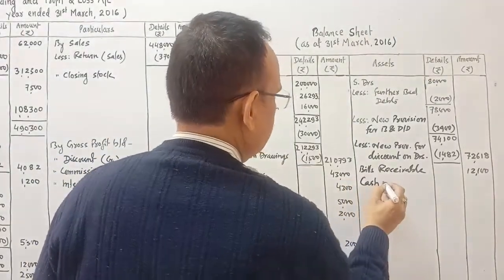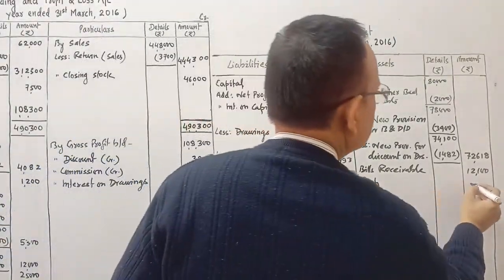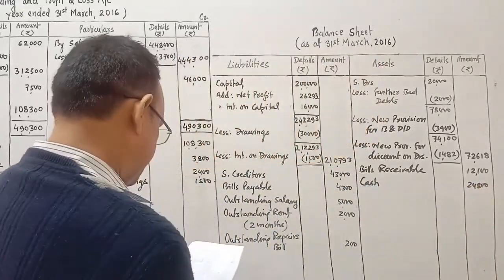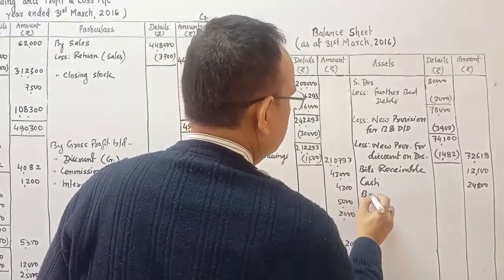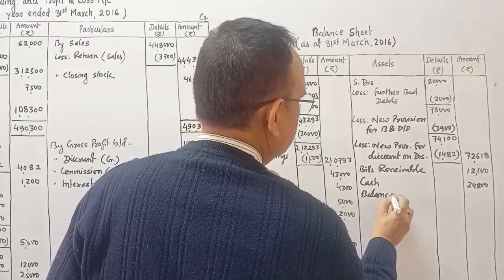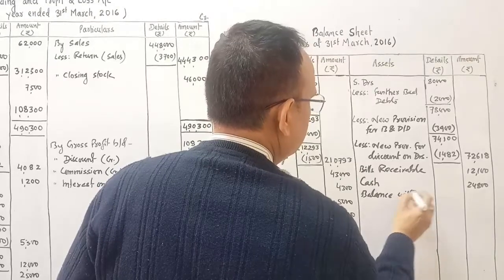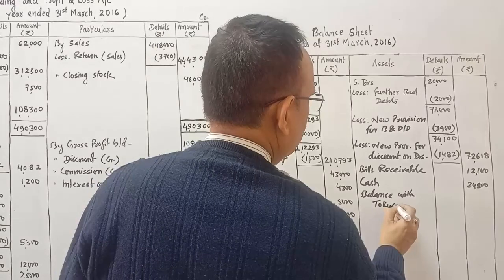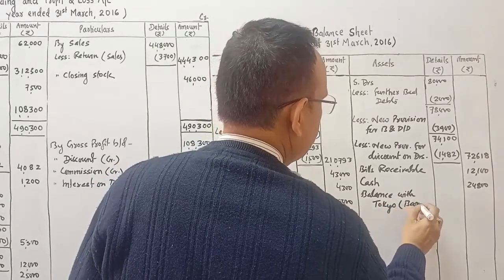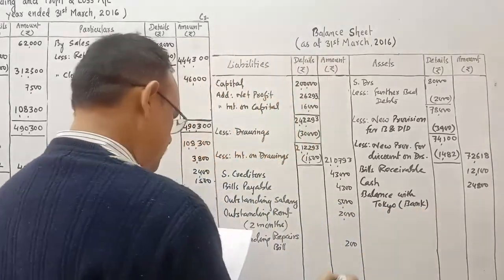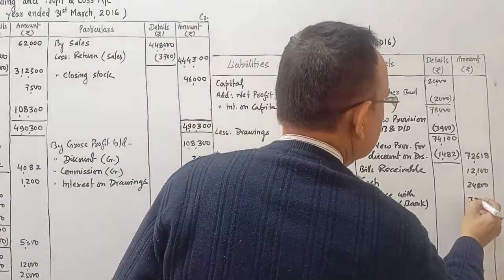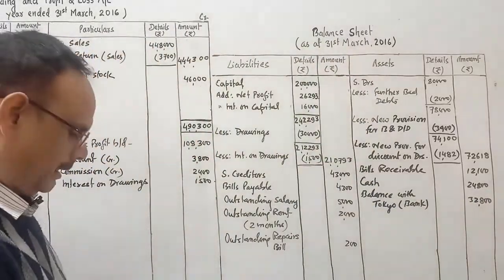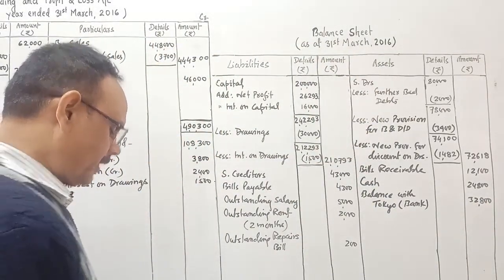Next item is cash in hand. Cash is 24,800. Thereafter next item is balance with Tokyo Bank. Bank balance is how much? 32,800 is the bank balance with the Tokyo Bank. Next item is furniture.